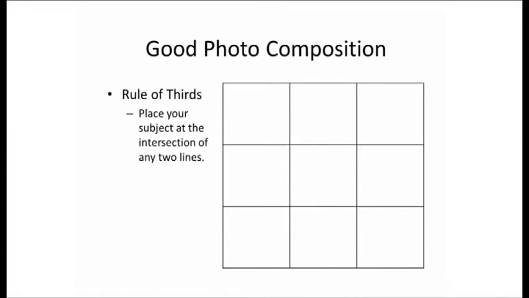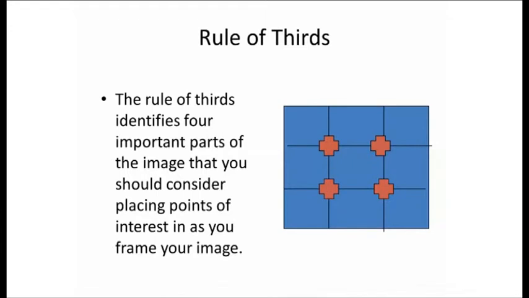Place your object at the intersection of any 2 lines. The rule of thirds identifies 4 important parts of the image that you should consider placing points of interest in as you frame your image.